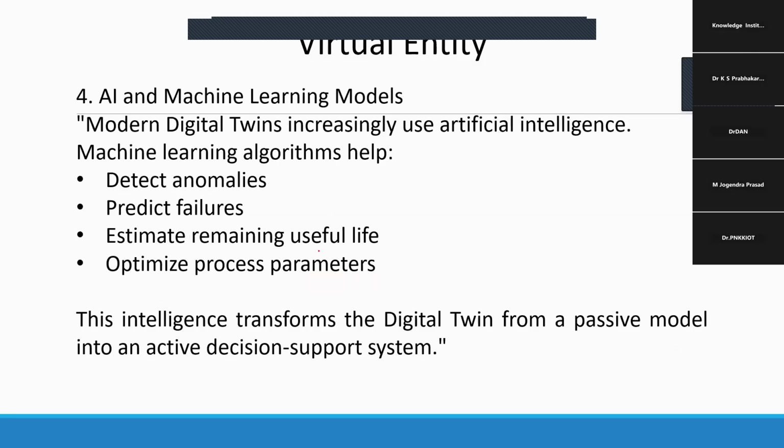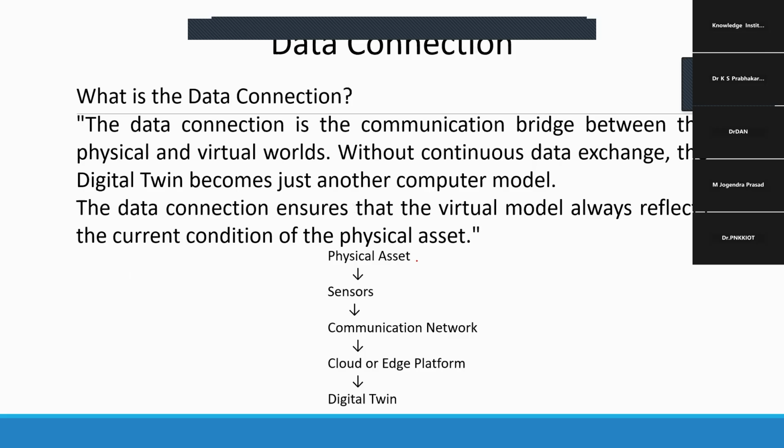Okay. Now the fourth is AI and ML. Nowadays we are using these algorithms to detect anomalies, predict failures, estimate the life cycle of a particular physical component, or optimize process parameters. So this can be done. In that way, the digital twin can transform from a passive model into an active decision support system.